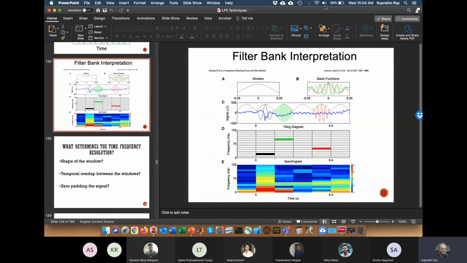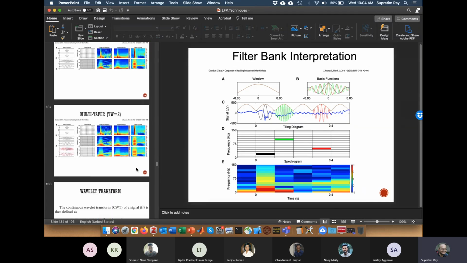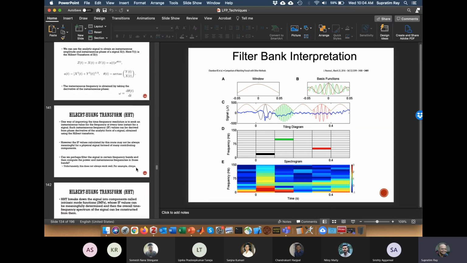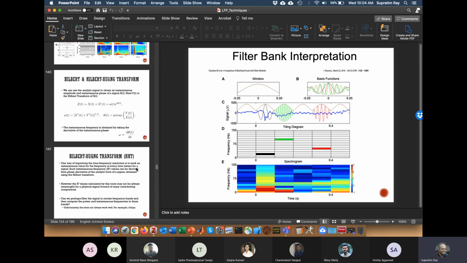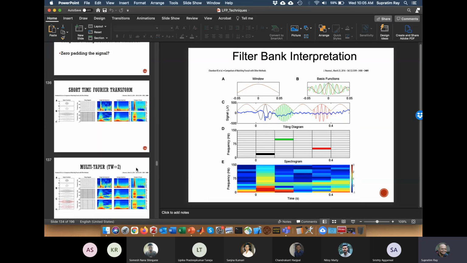Okay, so we will continue from here in the next class, and we will look at how multi-taper and wavelet transform fit into this, and then we will start talking about an introduction to the Hilbert transform. Okay, and we'll continue from there. All right.